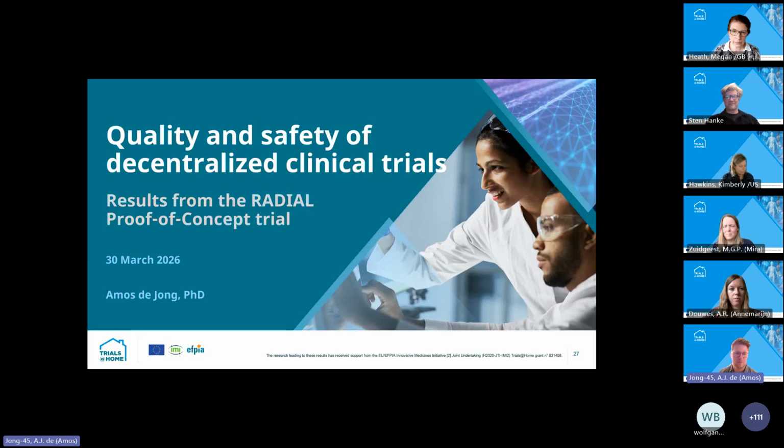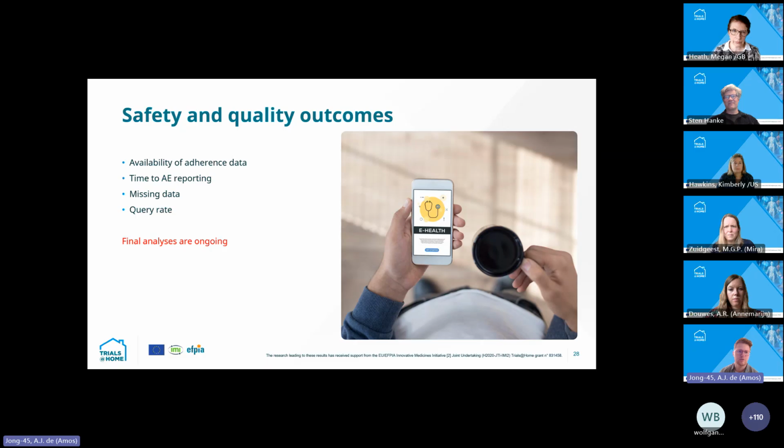So I will talk a bit about the results of the RADIAL study in this short presentation, and I will focus on the safety and quality outcomes. So these are first the availability of treatment adherence data, so that is the insulin that was used, the time to adverse event reporting, missing data, and also the query rates. And these outcomes, or key performance indicators, as we call them, were studied also in RADIAL to really see, okay, what is the operational and scientific quality of these trial designs.